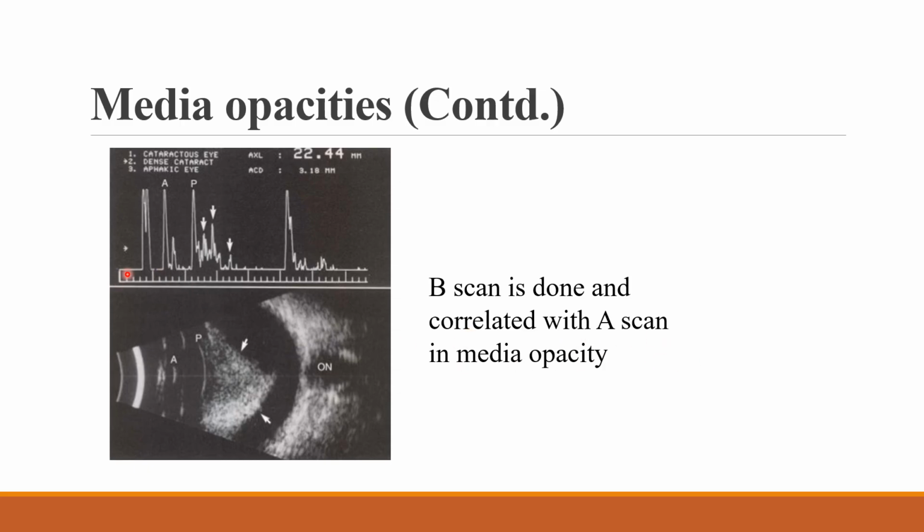Here we see the A-scan and below it the B-scan picture. In the A-scan we see some spikes, A, P and the other spikes. And here we can see the opacity.